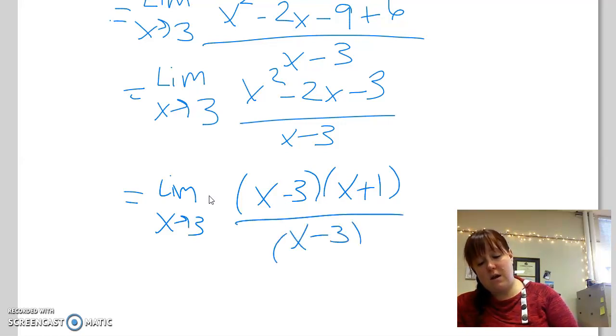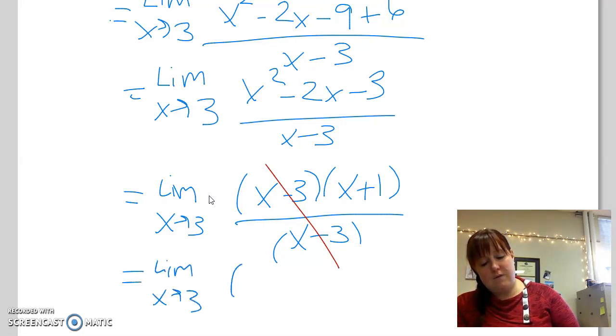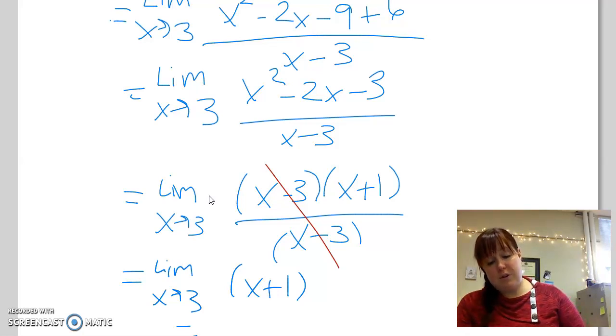And now these two cancel out, and we have the limit as x approaches 3 of x plus 1. And then by direct substitution, we can just plug that in, and this is when we can get rid of our limit notation. And so we plug this in, and we get 4. So the limit of this function at x equals 3 is 4.